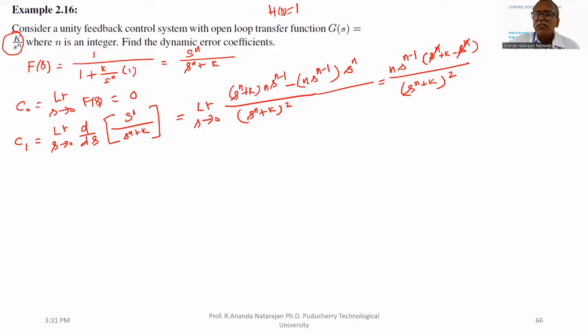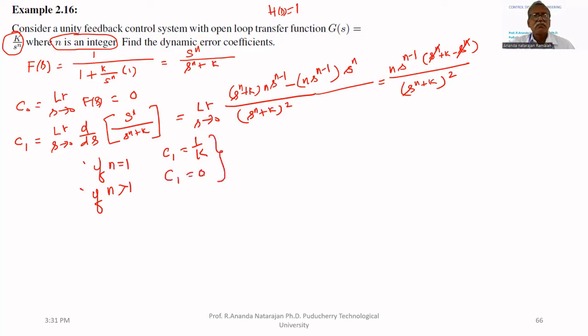As s tends to 0, this depends upon the value of n, because it is given that n is an integer. If n equal to 1, what is the value? 1 by k. C1 equal to 1 by k. If n is greater than 1, C1 equal to 0. Two cases.